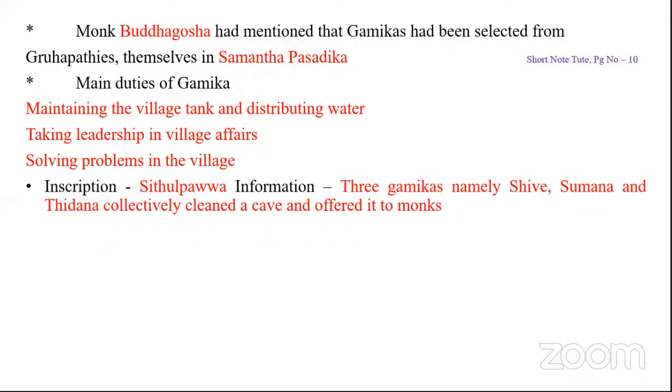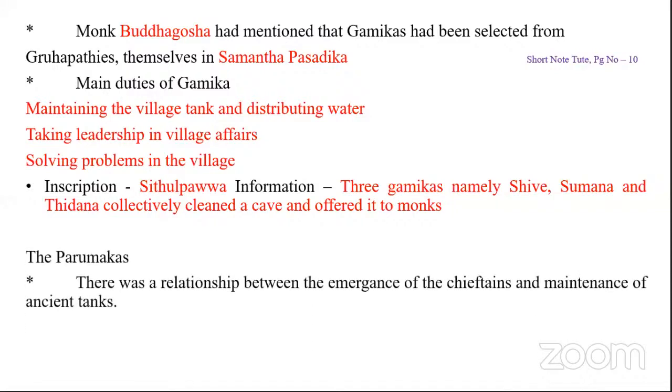And there are inscriptions that tell about the cooperation of Gamikas. That means Gamikas were working cooperatively. The Situlpa inscription gives the information that three Gamikas, namely Shiva, Sumana and Tidana, collectively cleaned a cave and offered it to monks. So this shows that Gamikas were working collectively, cooperatively. Three leaders of three villages collectively cleaned a cave and offered it to monks. That was the best merit that a person could do in history, cleaning a cave and offering it to monks for living.